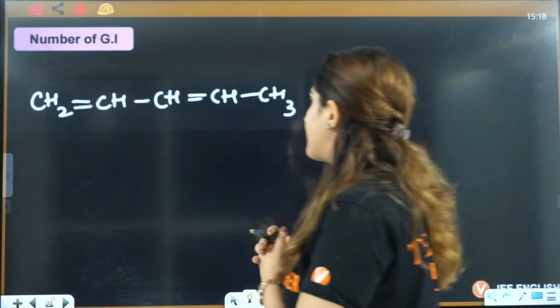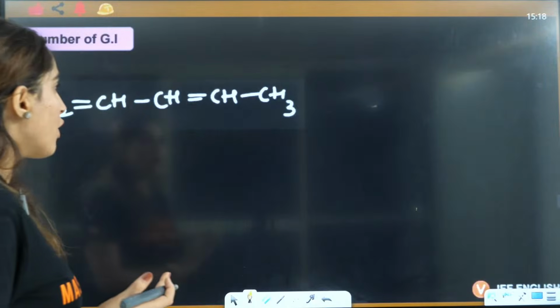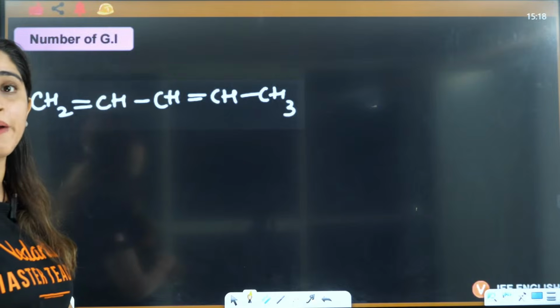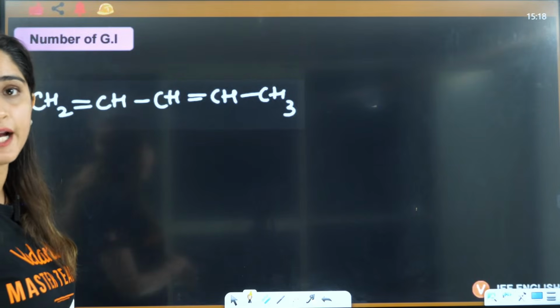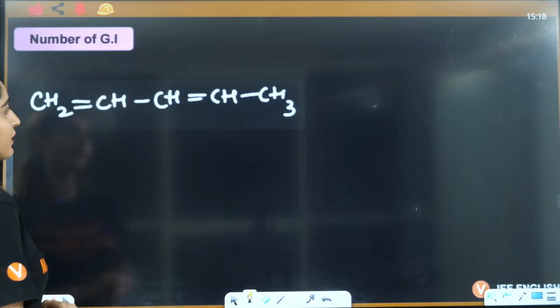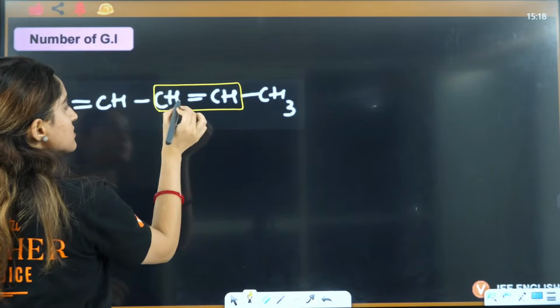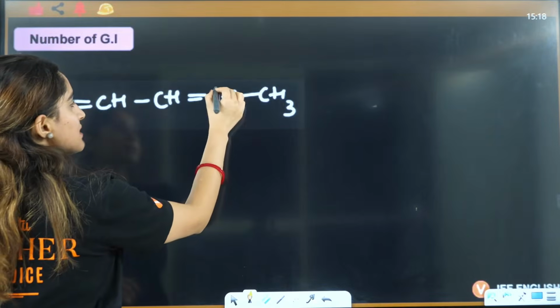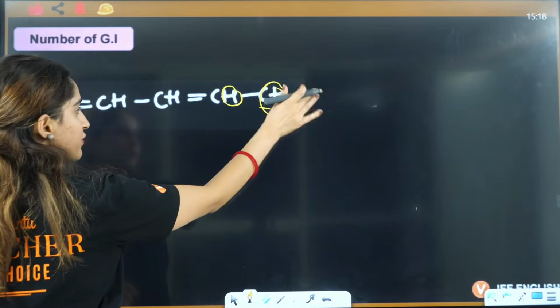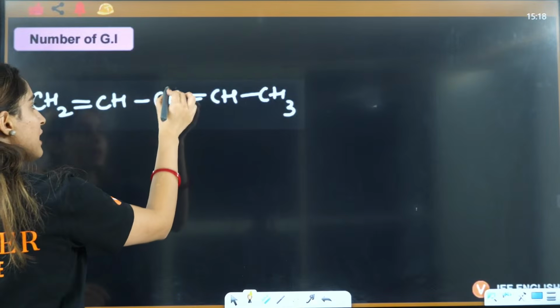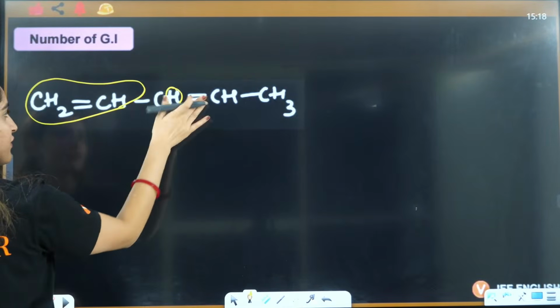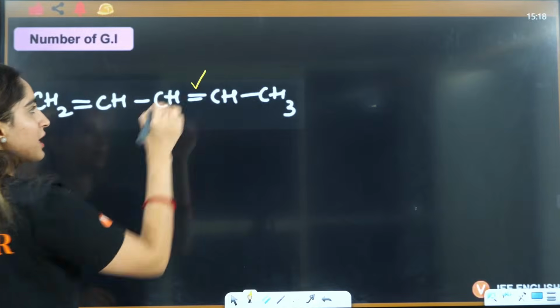So, let's see the examples here. Now, here you have to tell me how many geometrical isomerism sites you have. If you see the geometrical isomerism sites here, this is the double bond where this H is different, CH3 is different. That means two different groups. H is different, this whole group is different. That means two different groups. So this is a GI site.